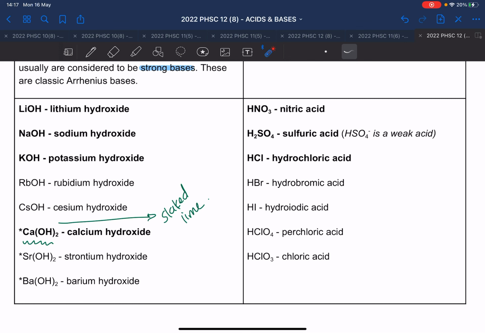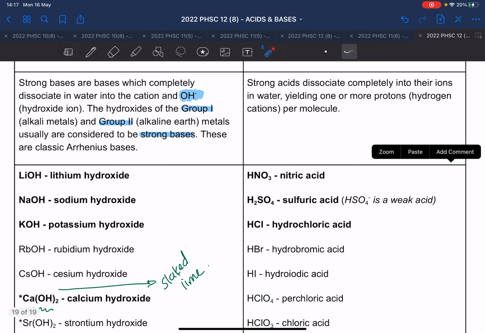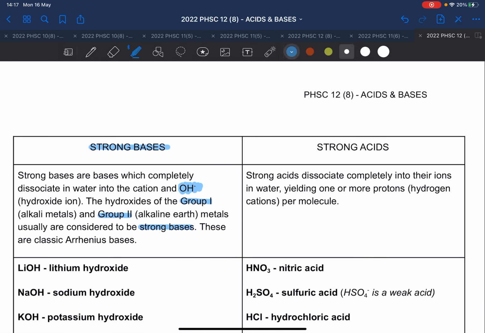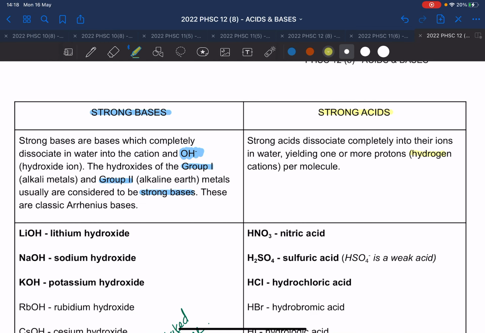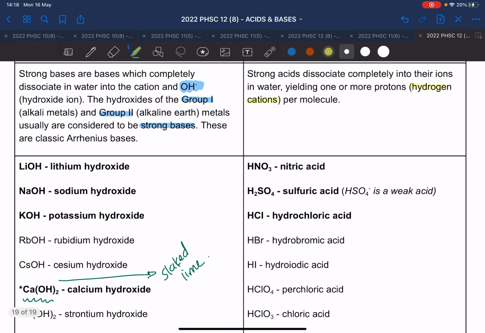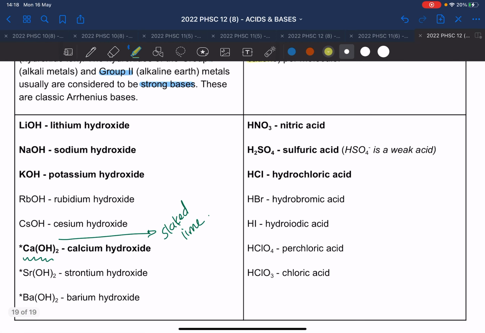Then on the right hand side we have strong acids. Strong acid, what is that? It's something that is ionized completely to form a hydrogen ion. So if you see there's a hydrogen ion, then you know it's a strong acid. Okay, so if we look there, you know nitric acid, you know sulfuric acid, you know hydrochloric acid. Yes, you've seen them before.